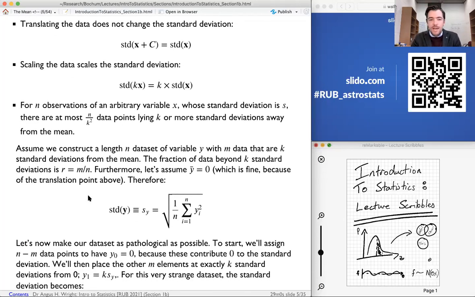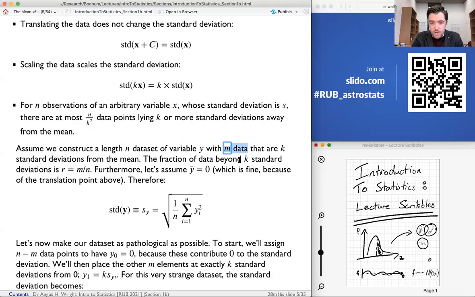Okay, and so the way in which we prove that is we consider some hypothetical variable y, which is just a set of observations. And it's a set of observations of length m. And there are m entries in that vector that are k standard deviations away from the mean. So this is just formulating the notation that we're going to be using in a second. So you have a data set y. That data set has n elements. And of those n elements, m elements are k standard deviations away from the mean.